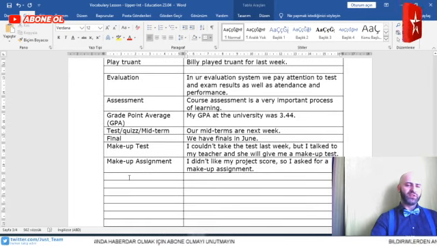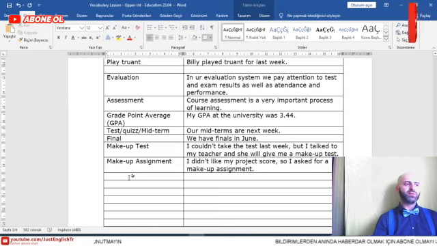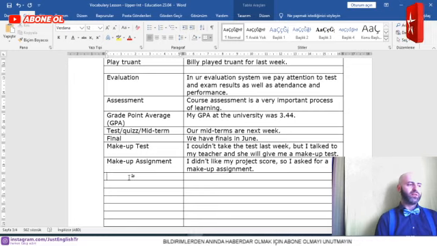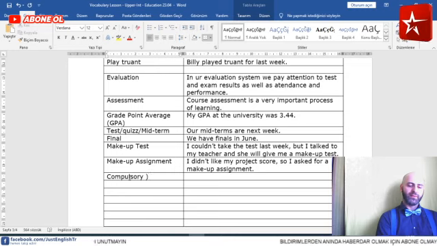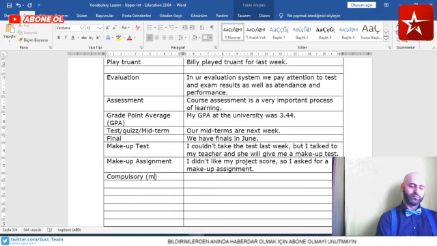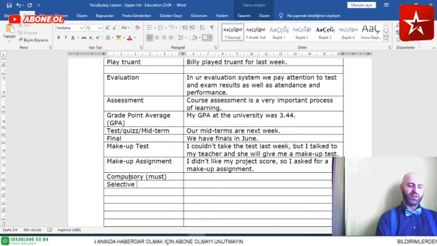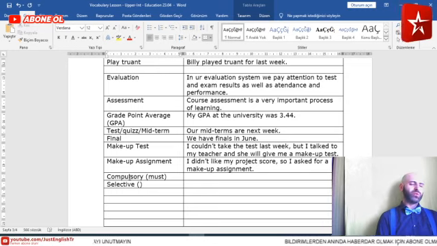We have two different types of classes at the university and sometimes also at the school. We have some lessons which are necessary, which are a must for everyone. We call these compulsory subjects. So it is a must. And we have selectives. Selective is you select. Do you want to take this course or you don't want to take this course?